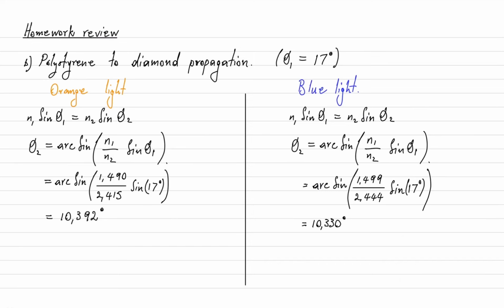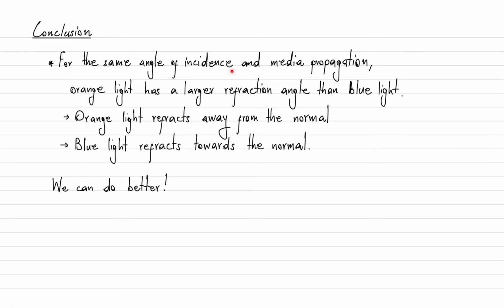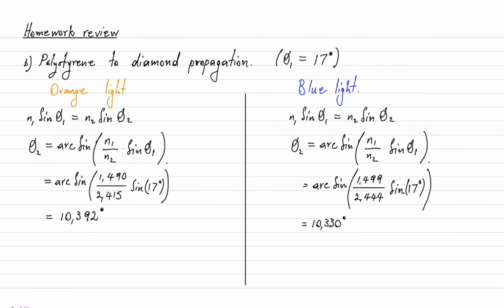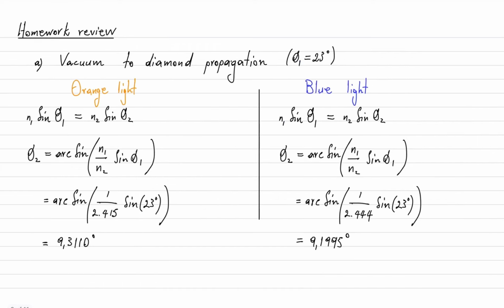I'm pretty sure if you attempted this, you would have arrived at some conclusion, but this is how I would phrase it: for the same angle of incidence and the same media of propagation, that is, we're moving from the same medium to the same medium, for instance vacuum to diamond, both lights, orange and blue, are experiencing the same propagation. What we have realized is that the orange light will have a larger angle of refraction than blue light. Again, I emphasize that this conclusion arose from the fact that we had the same angle of incidence and the media which were involved were the same kind. Of course, it would not be meaningful if we had blue light go from polystyrene to diamond while we had orange light go from vacuum to diamond.